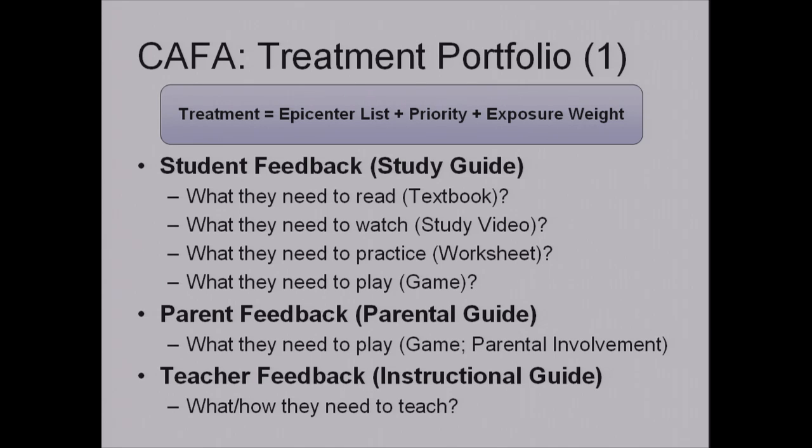So how much time you have to spend on this particular skill set, and how much time you need to spend on the later standards. This kind of treatment is folded into three different directions too. First of all, treatment to students, treatment to parents, and treatment to teachers. So this system generates three different types of feedback or treatment.